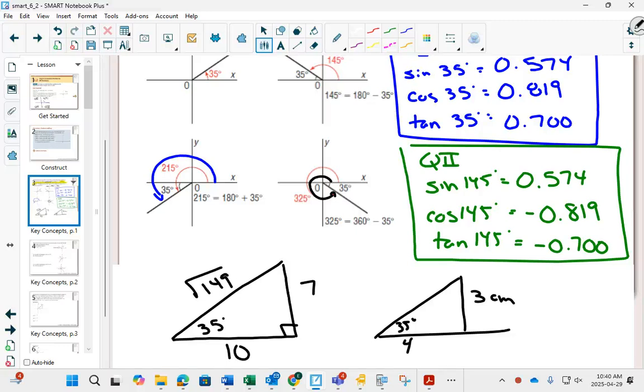You would measure this side to be about 4.28. And if you do 3 divided by 4.28, you get really close to 0.7 again. And it doesn't matter how big or how small the triangle is, if that's a 35, you will always get this relationship that this divided by this is close to 0.7, no matter how big or how small.